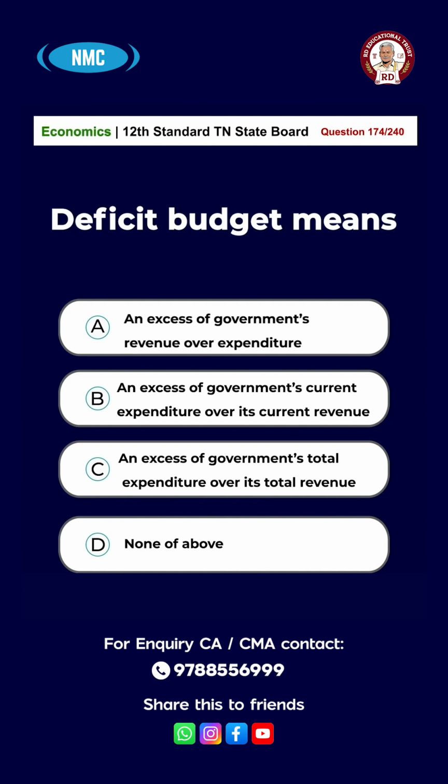A. An excess of government's revenue over expenditure. B. An excess of government's current expenditure over its current revenue. C. An excess of government's total expenditure over its total revenue. D. None of the above. The answer is option C. An excess of government's total expenditure over its total revenue.